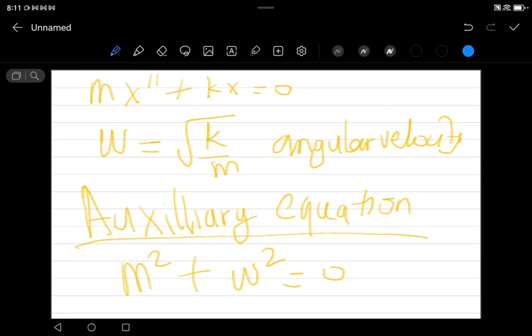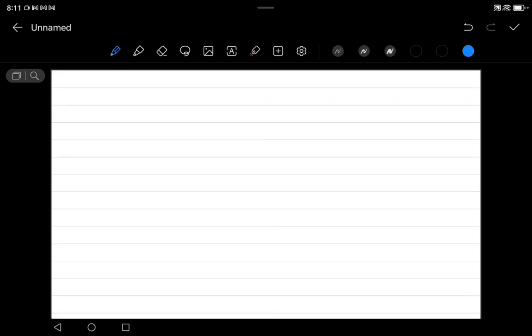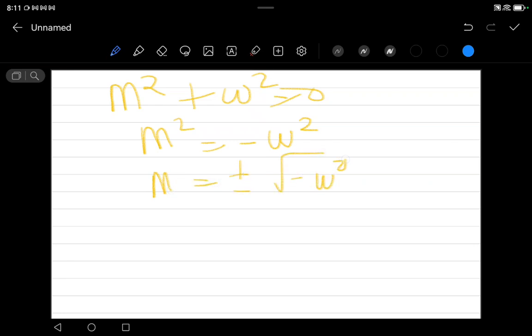So we have m squared plus omega squared. What we're going to look for here is m squared, so m squared equals a negative omega squared. And then to get m, it's going to be m equals plus or minus the square root of negative omega squared. And remember, when we were looking for the complementary function, we said if we have a negative square root answer, it's a complex conjugate, or complex root.